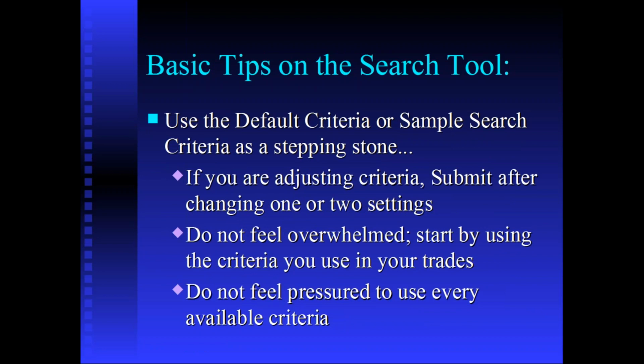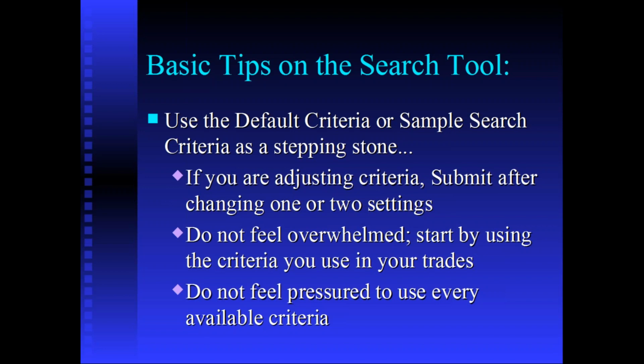Basic tips on the search tool. Use a default criteria as your stepping stone. But if you're adjusting criteria like we saw today, notice how I only made maybe 1 or 2 changes at a time and then hit submit search. Okay? What I don't want to do is take one of the default criteria, change 10 or 15 of the technicals or fundamentals, and then hit submit and see something that says no results match your criteria. I don't know which one of those 10 really restricted it, or maybe I entered an error. It's better just to use 1 or 2 at a time when adding to the default searches or adjusting criteria, then hitting submit. Don't feel overwhelmed.